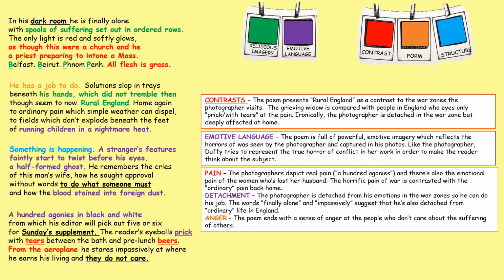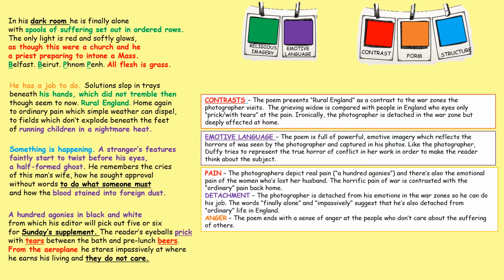Detachment. The photographer is detached from his emotions in the war zone so he can do his job. The words finally alone and impassively suggest that he's also detached from ordinary life in England. Okay, so remember I said that they have to detach themselves from what they're witnessing in that moment and just take the photographs. And then you have anger shown in the poem.